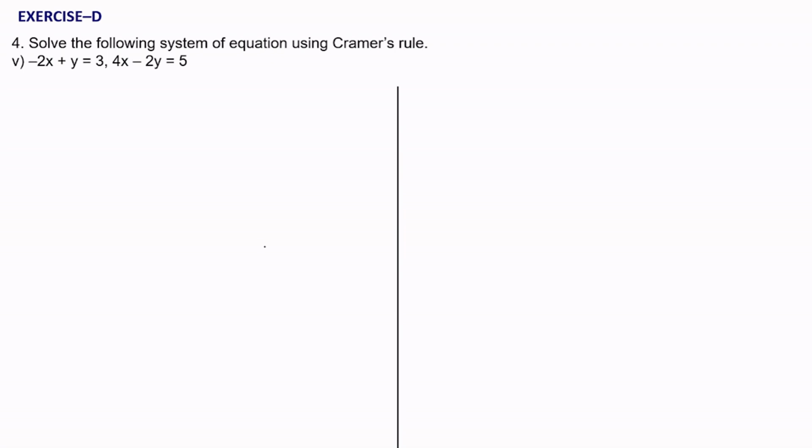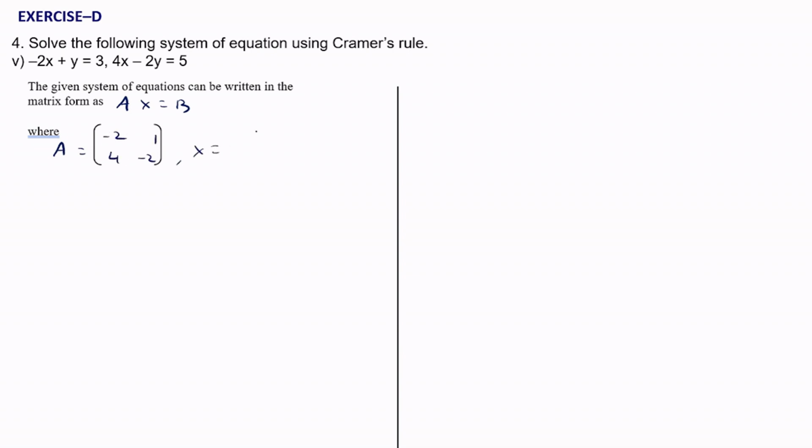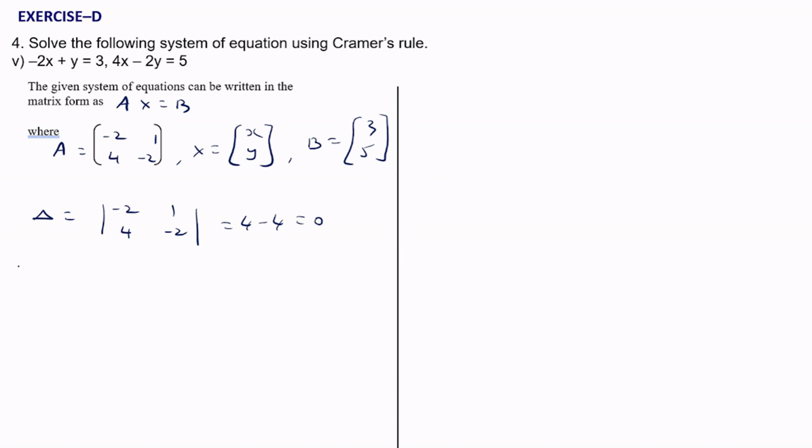Moving on. Next question, minus 2x plus y equal to 3, 4x minus 2y equal to 5. So here the given system of equations can be written in the matrix form as Ax equal to B, where A equal to minus 2, 1, 4, minus 2, X is x and y, and B is 3, 5. Now delta is the determinant of minus 2, 1, 4, minus 2. This is 4 minus 4 equal to 0.